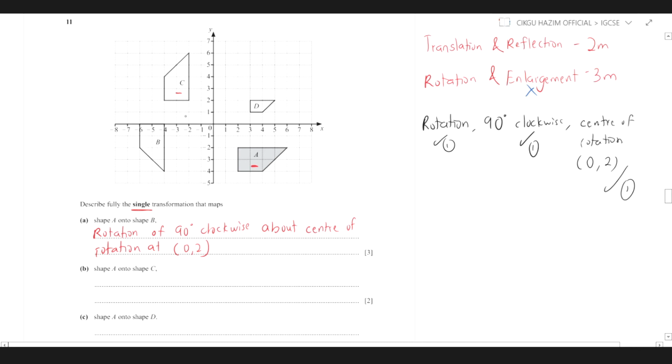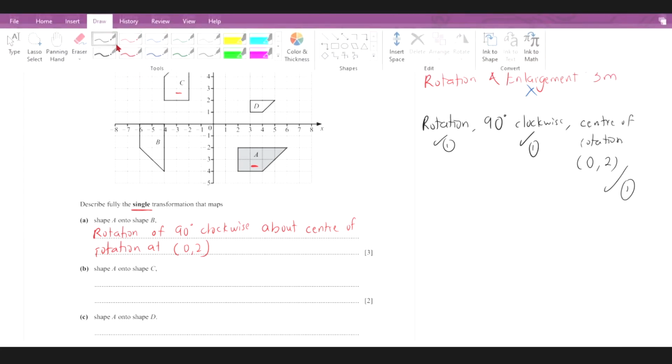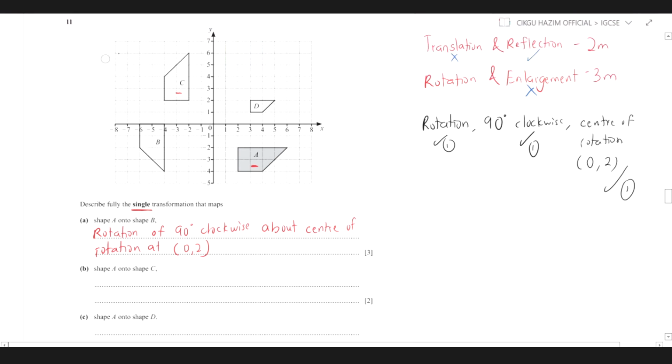But is their orientation changed? Their orientation also changed. So if their orientation is changed, it's not a translation. It's either reflection or rotation. But you can see that question number B is only 2 marks. If it's 2 marks, it's supposed to be a reflection, not rotation anymore. For reflection, you need to have 2 pieces of information: you need to state that it's a reflection and what the axis of symmetry or line of reflection is.